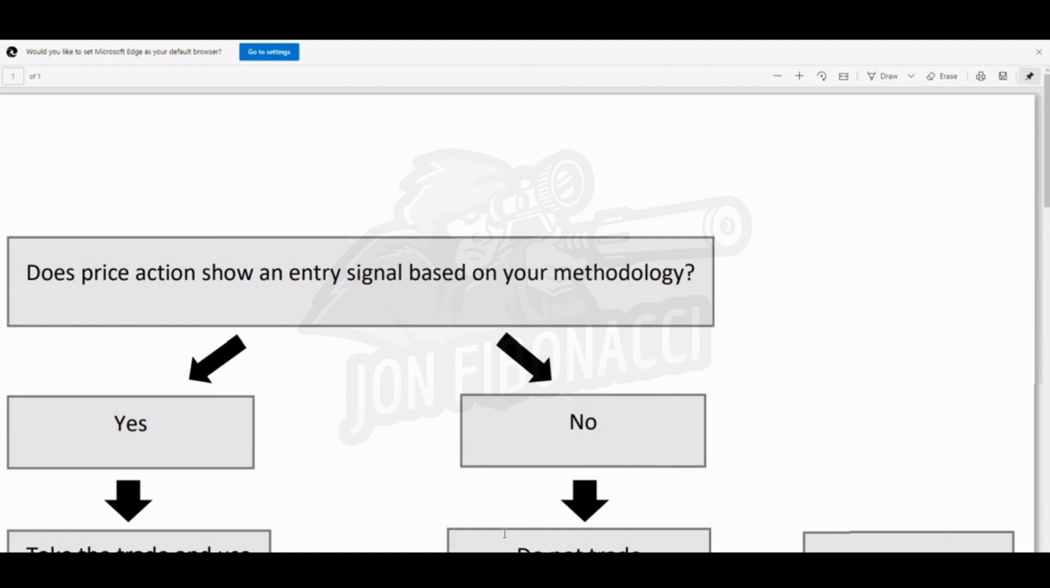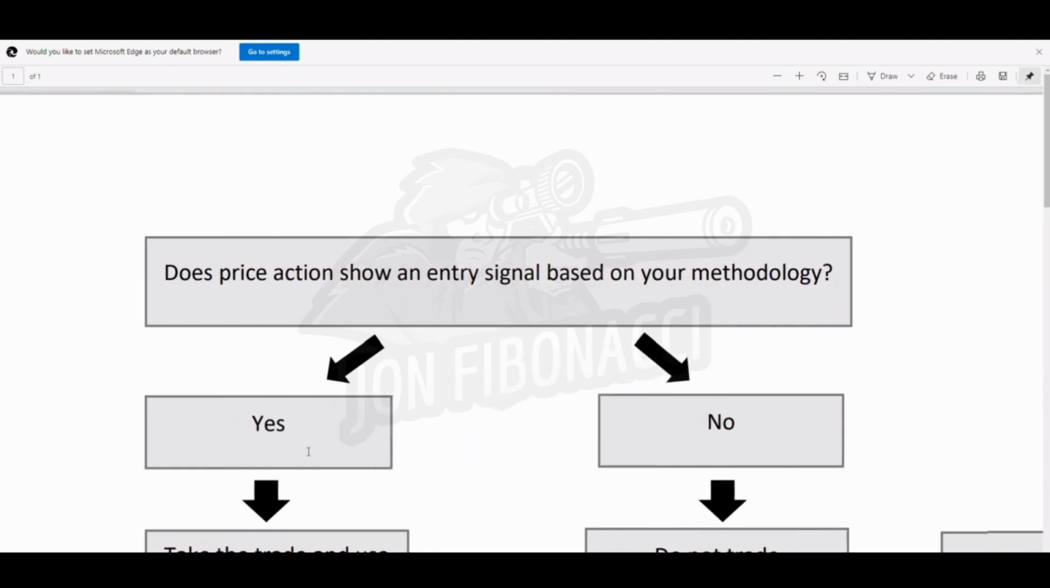Now, starting over, does price action show an entry signal based on your methodology? Yes, it does.